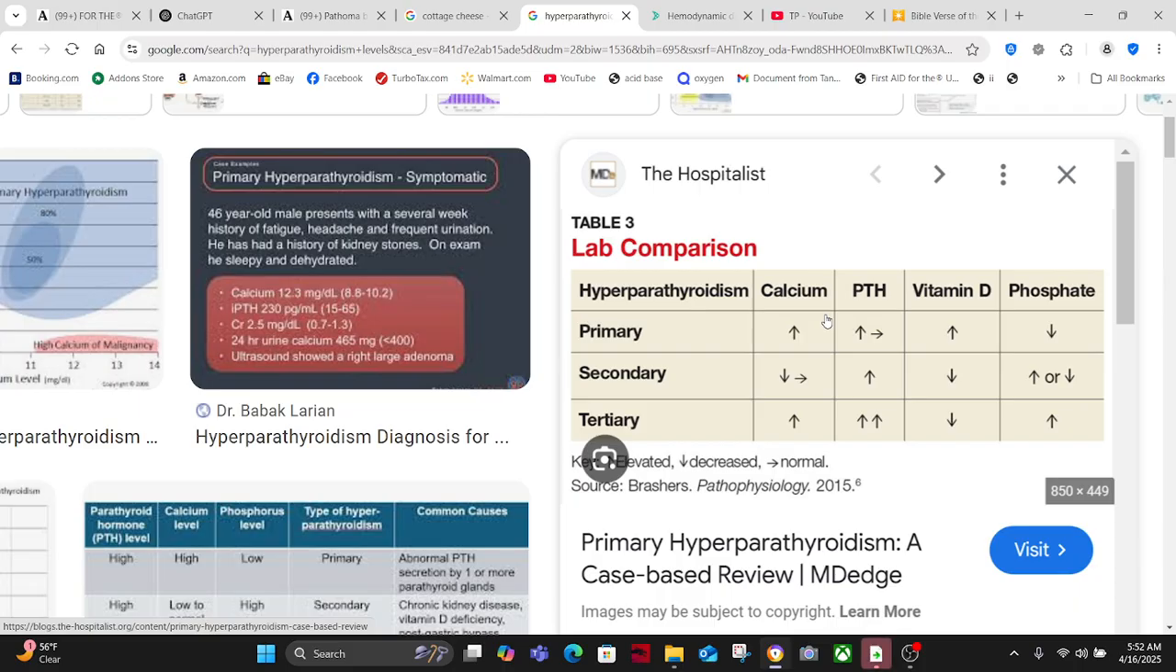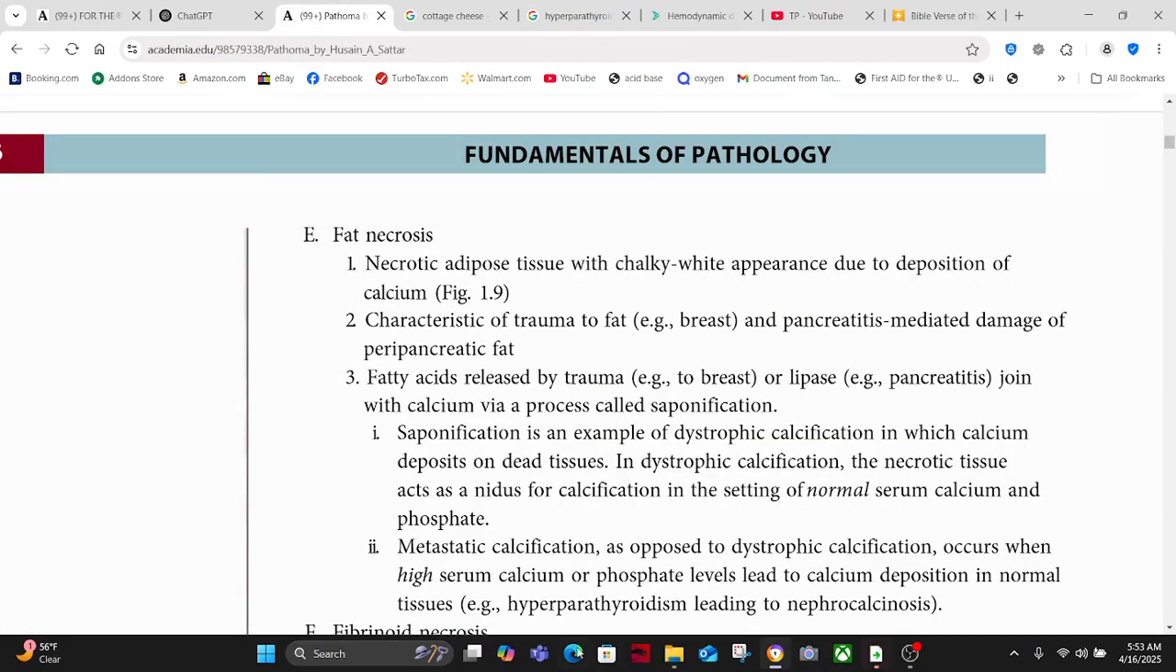So if your blood calcium is low, PTH is released. PTH is released to signal the bones to release calcium. So if your calcium is low, PTH will be up. Okay. But here, like Pathoma, they were talking about hyperparathyroidism leading to nephrocalcinosis.